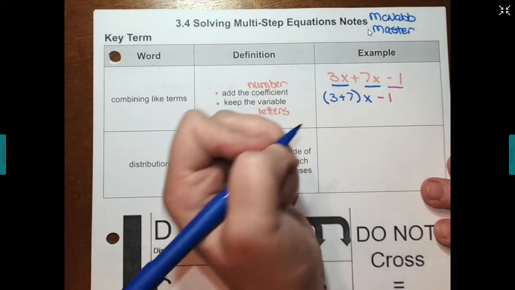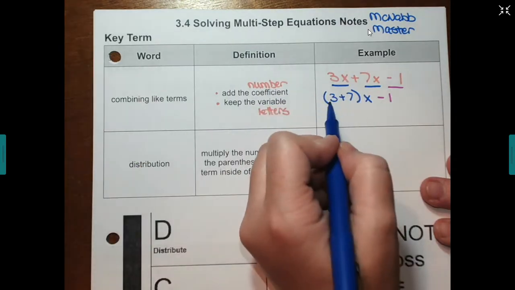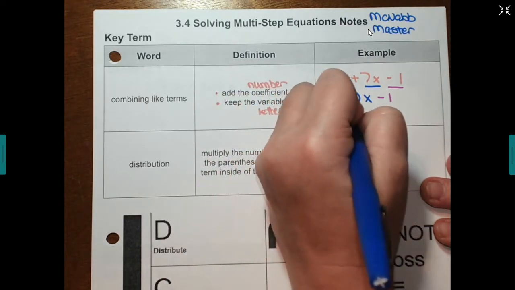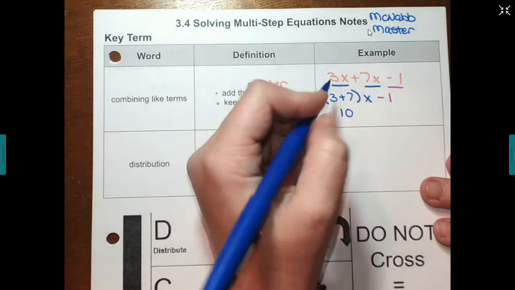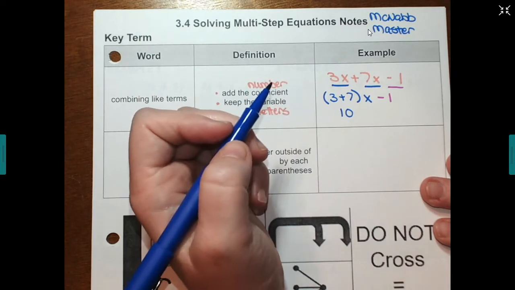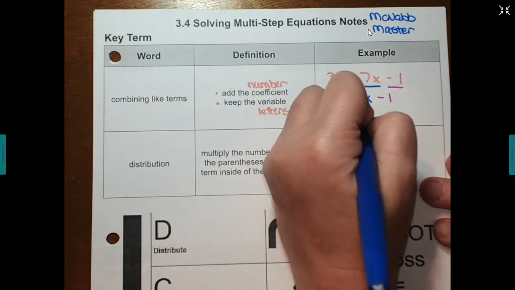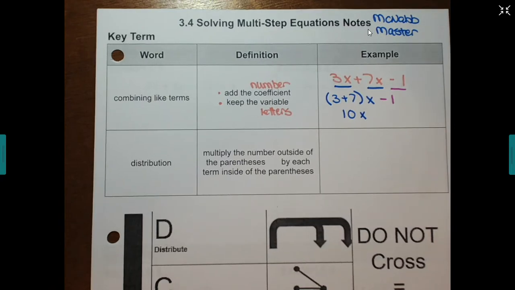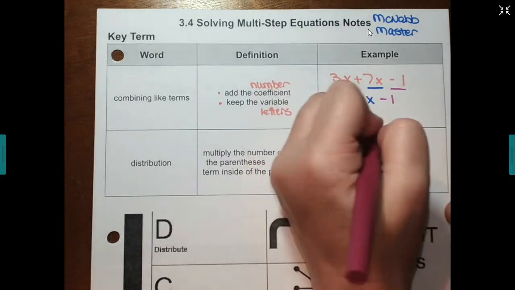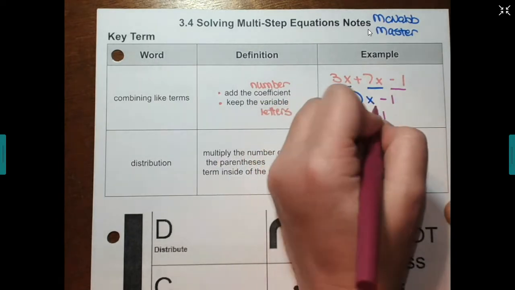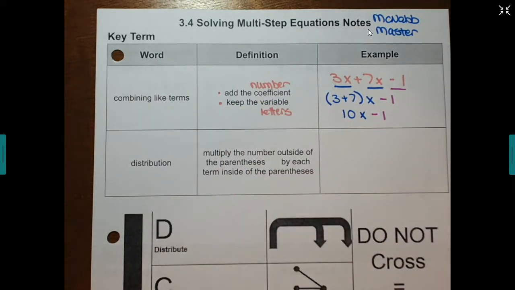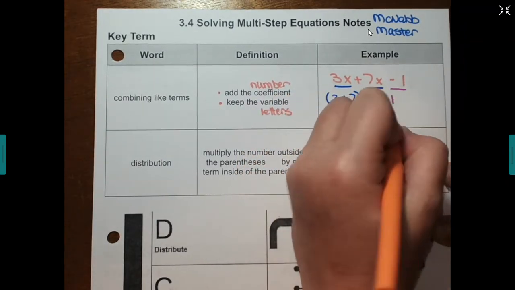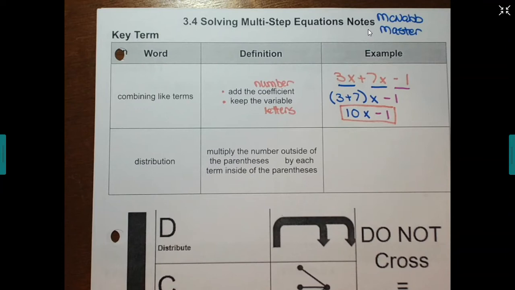I know now I can simplify it even further. So I have 3 plus 7. I know that's 10. And then we know that this is parentheses with an x afterwards. That's multiplication. So I could just say 10x, because that also means 10 times x. And then we have minus 1. So our answer for this one, our simplified version, once we have combined our like terms, is 10x minus 1.